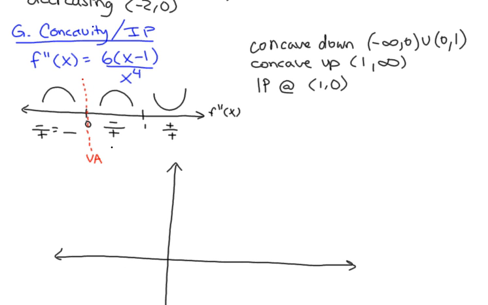We know our critical points, right? We need to include those. We also need to include our asymptotes, and one of them is an equation of a line. So, I'll give you a grid.